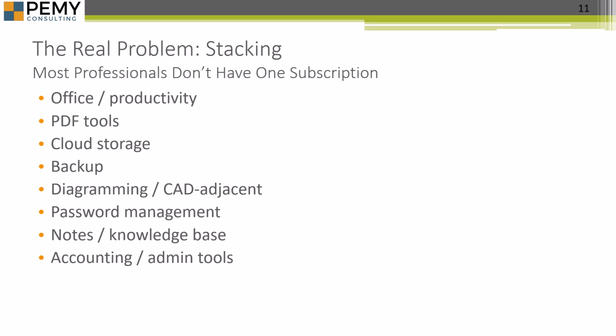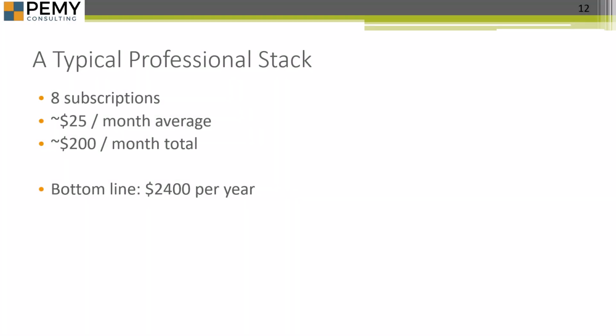The real issue isn't just one subscription, it's the stacking of many. Most professionals don't have just one subscription, they have several. When you add them all together, office tools, cloud storage, productivity apps, they can easily total hundreds of dollars a month, which translates into large hidden capital cost. A typical professional might have 8 or more subscriptions, averaging $25 a month each. That adds up quickly to around $200 a month or $2,400 a year. In capital terms, that's like committing to a large ongoing financial obligation without ever calling it one.